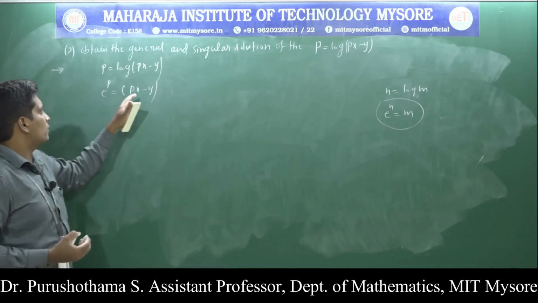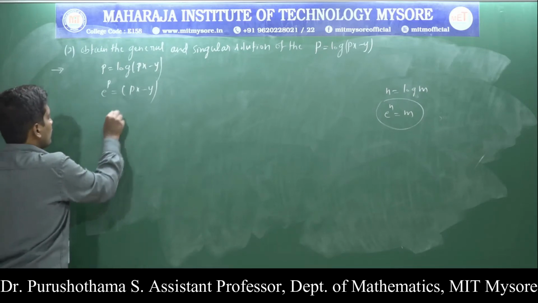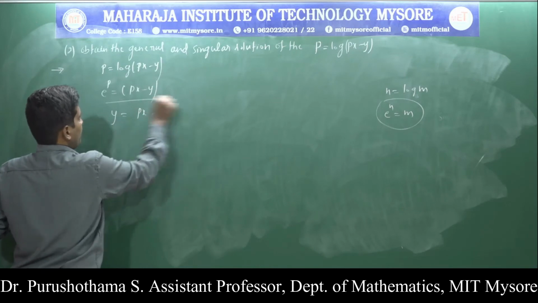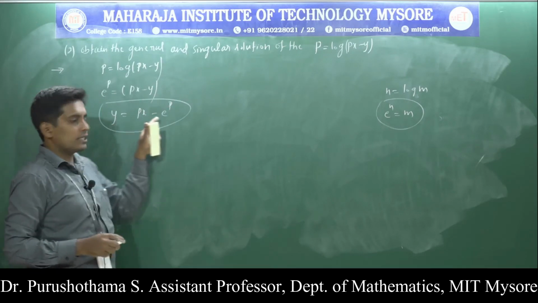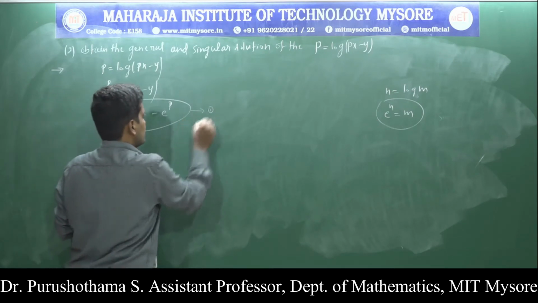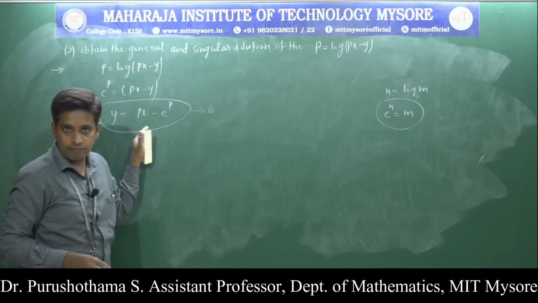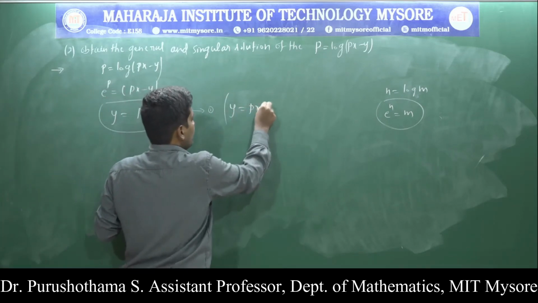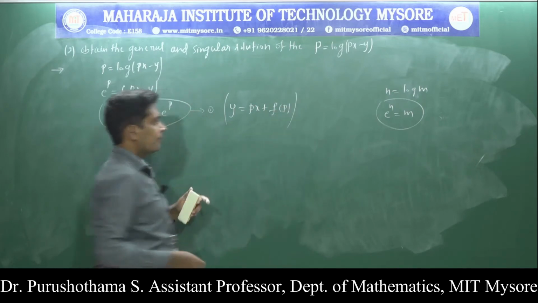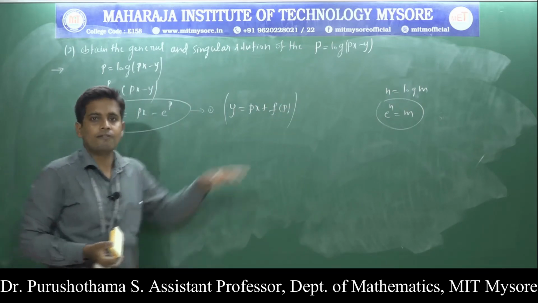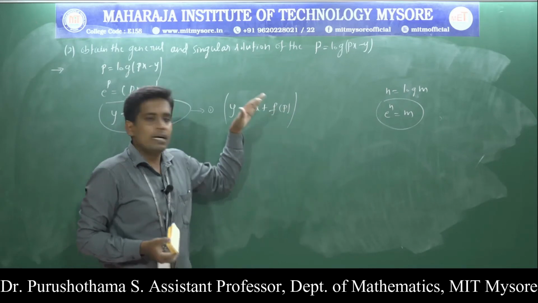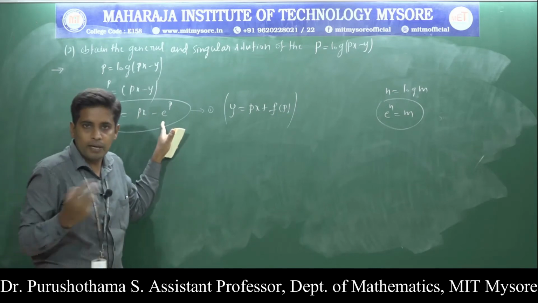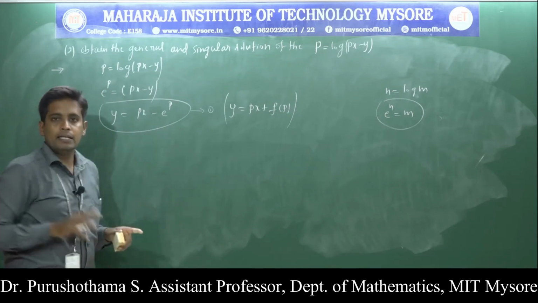Therefore, e power p is equal to px minus y, or y is equal to px minus e power p. Call it equation 1. This is in Clairaut's equation form: y is equal to px plus f of p. Already we know that the general solution of Clairaut's equation is obtained by replacing p by c. Therefore, in this equation the general solution is obtained by just replacing p by c.